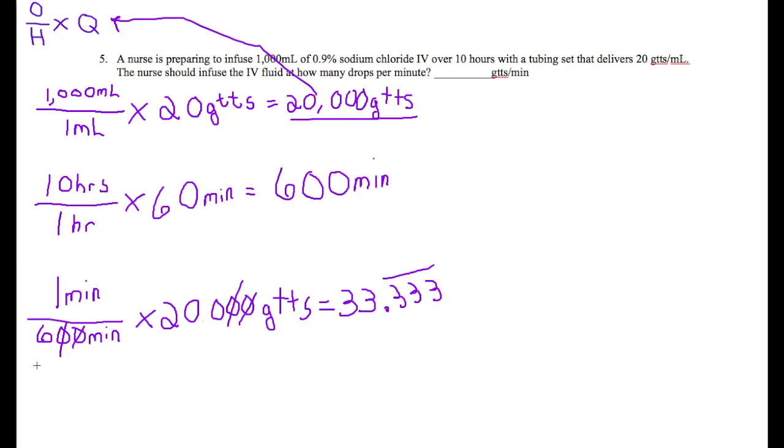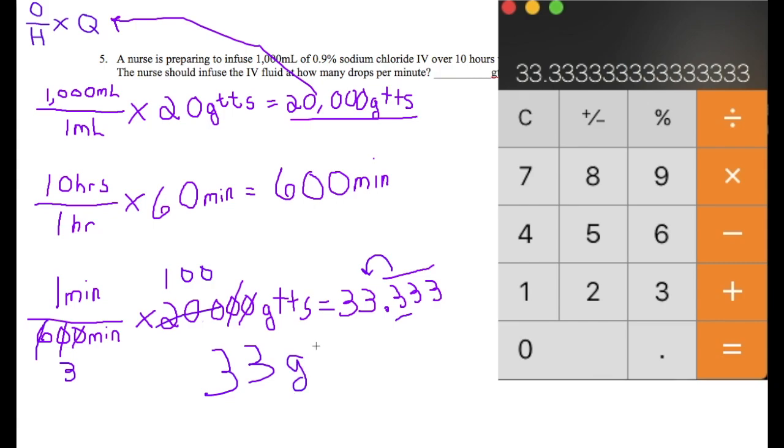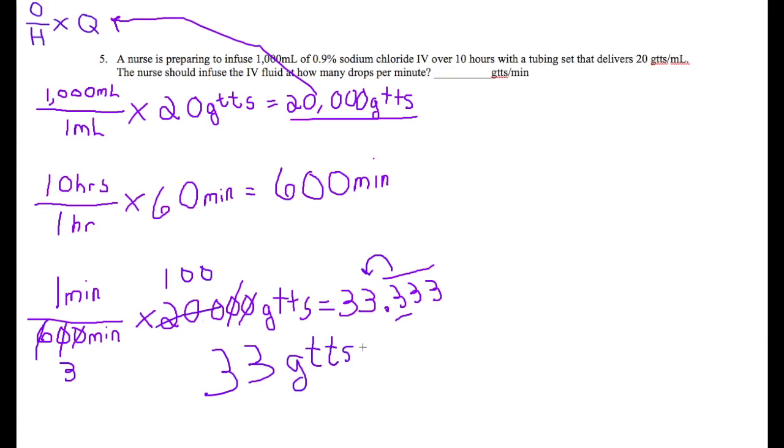Reducing down here, our zeros cancel out, and then we have 6 and 200. They're both factors of 2. 2 goes into 6 3 times, 2 goes into 200 100 times. We end up with the same answer. And we are going to round to the whole number because we can't have a fraction of a drop. So our answer is 33 drops per minute.